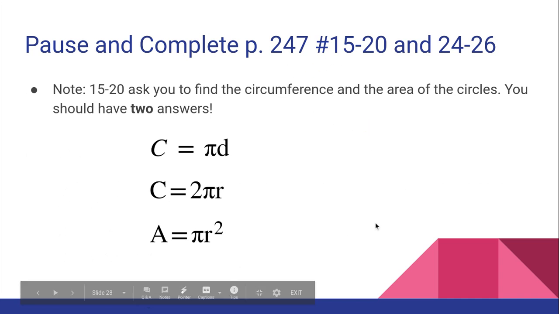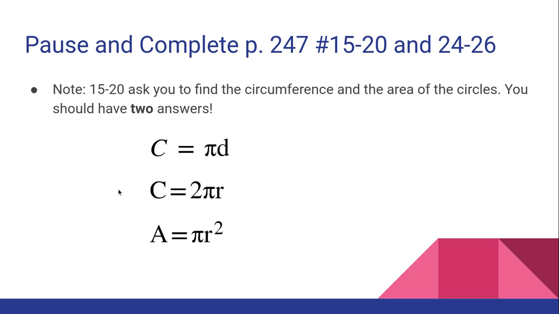Okay, now this is really important. Your assignment today is page 247. You're going to do 15 through 20, all of them, and then 24 through 26, all of those. On 15 through 20, you are asked to find the circumference and the area of the circle. So you should have 2 answers.